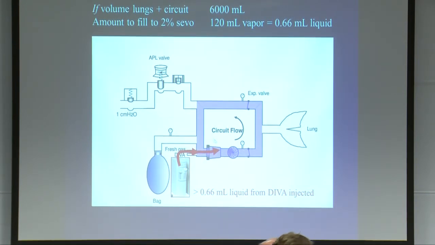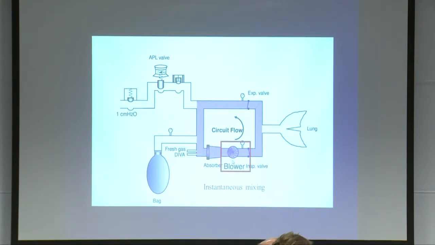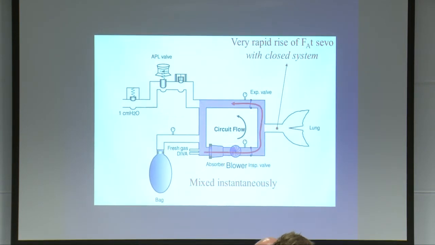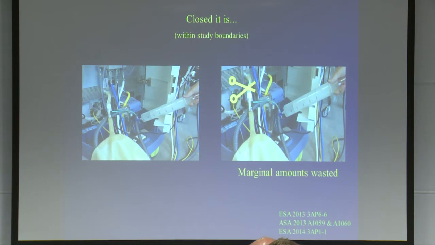And if this would be 6 liters, you'd need 0.66 milliliters of liquid to get to your 2%. So that actually allows the circuit to work fully closed. And in addition, you have the blower here, which rapidly circulates the fresh gas flow, and that'll get the enflurane concentration to rise rapidly to the desired concentration while maintaining the system closed. And closed the system is.